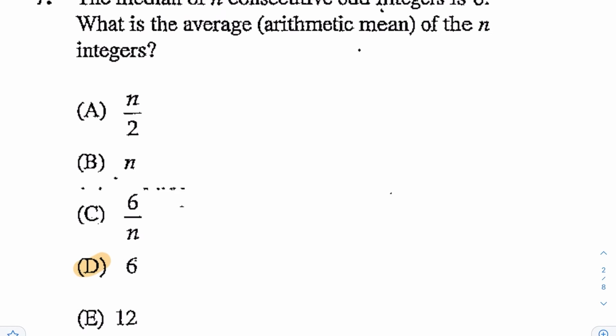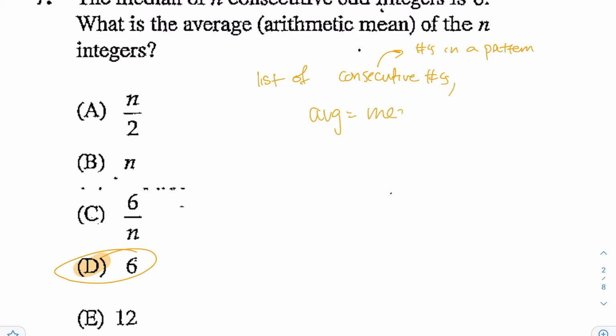All right, next for number 7, the median of n consecutive odd integers is 6. What's the average of the n integers? Well, the shortcut here is just choice D. If you have a list of consecutive numbers, which is just numbers in a pattern, so basically an adding pattern, the average is equal to the median. So if the median is 6, the average also has to be 6 as well.